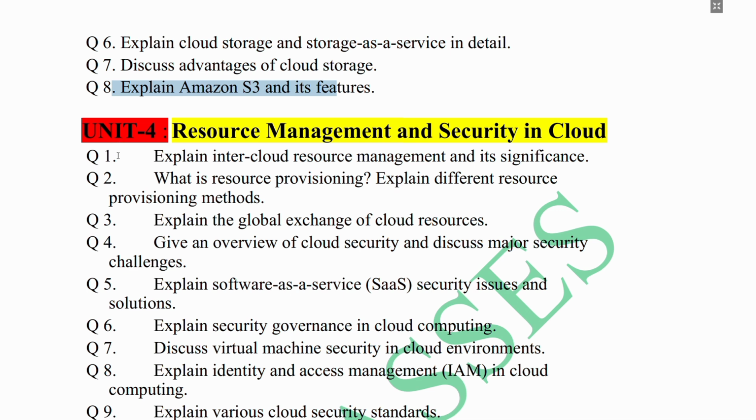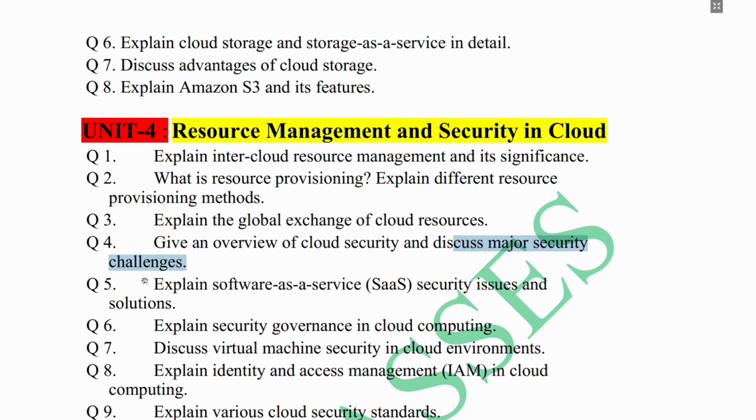In this unit, the first question of unit fourth is: explain inter-cloud resource management and its significance. The second question is: what is resource provisioning? Explain different resource provisioning methods. The next question is: explain the global exchange of cloud resources. The next question is: give an overview of cloud security and discuss major security challenges.